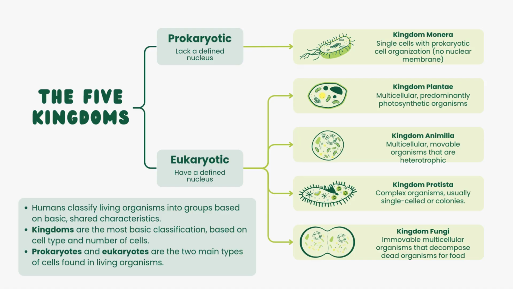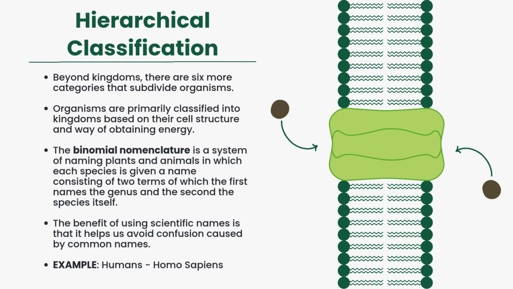Animalia, multicellular, movable organisms that are heterotrophic, feed on others, divided into vertebrates and invertebrates. And finally, Animalia, us included. We are multicellular, we can move, and we. Beyond kingdoms, we have a more detailed hierarchical system to subdivide organisms. This is where we get really specific.